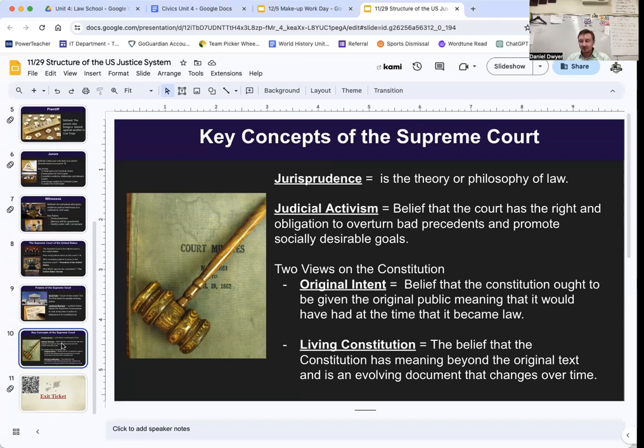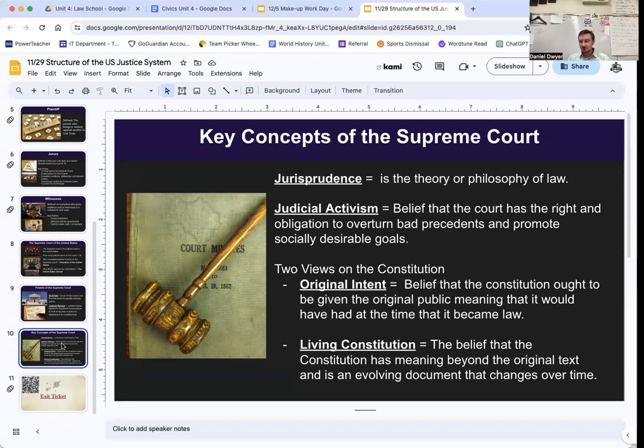And then there's 2 kind of views of the Constitution. There's the original intent, belief that the Constitution ought to be given the original public meaning that it would have had at the time it became law. So thinking back to the 1700s and trying to still keep our country according to those kind of standards.